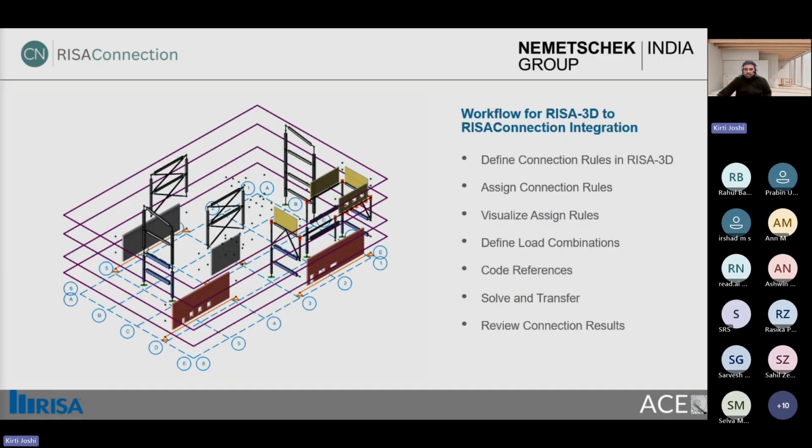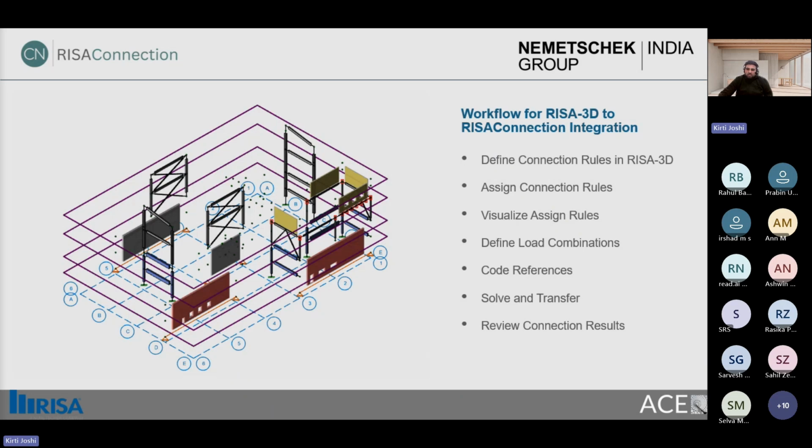So here are the key steps for RISA 3D to the connection integration. Firstly, if you are a RISA 3D user, you should first define the desired connection rules in RISA 3D. And once defined, you have the option to assign the connection rule to your appropriate member ends in the model within RISA 3D or RISA Floor.